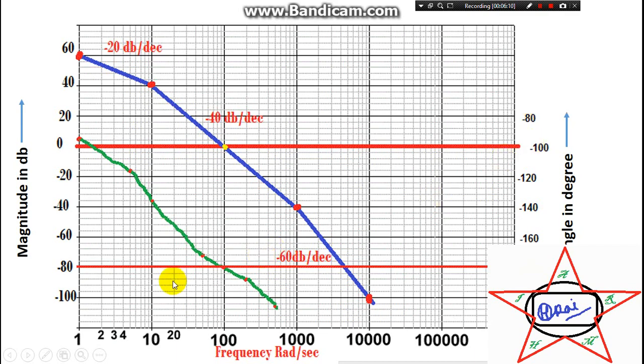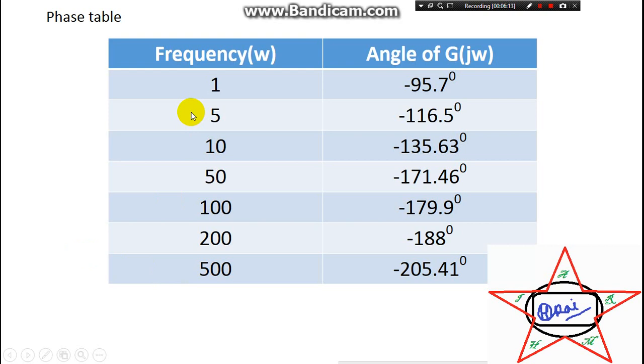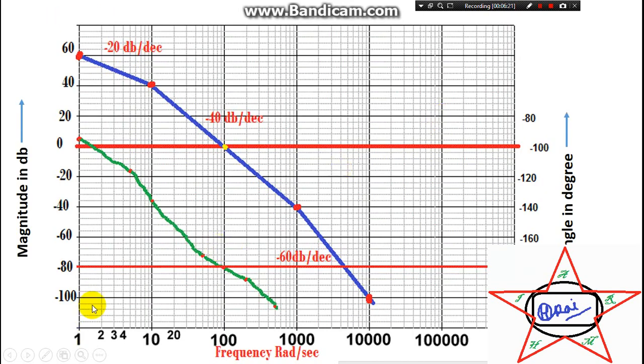Now from this table we see that at frequency omega equal to 1 we have 95.7 degree, and at 5 we have 116.5 degree. Look here, at 1 we have approximately 95.7, that means 96 degree, because this is 100 and each small block has a difference of 4. So this is nothing but approximately 96 degree. At 5, that means 1 2 3 4 5, the angle is approximately 116 degree, and at 10 the angle is approximately 136 degree.